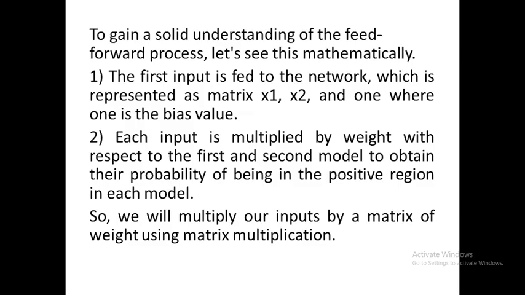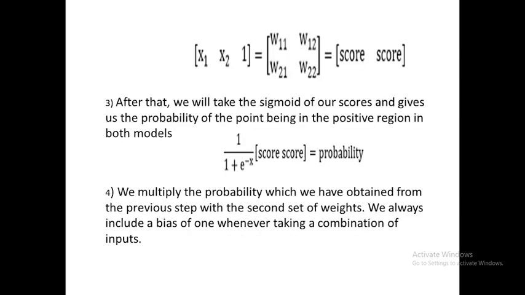Each input is then multiplied by weight with respect to the first and second model to obtain their probability of being in the positive region in each model. So we will multiply our inputs by a matrix of weights using matrix multiplication. So at first x1, x2 and the bias value 1. The weights are W11, W12, W21, W22. Then we need to calculate the score. In the second step, once we use the weights and input bias value to calculate the score, that score will be carried on to the third step.